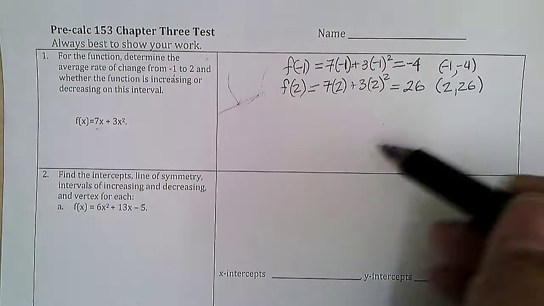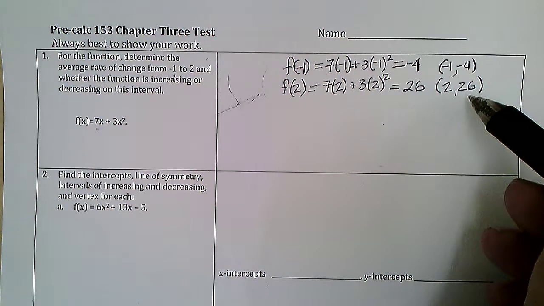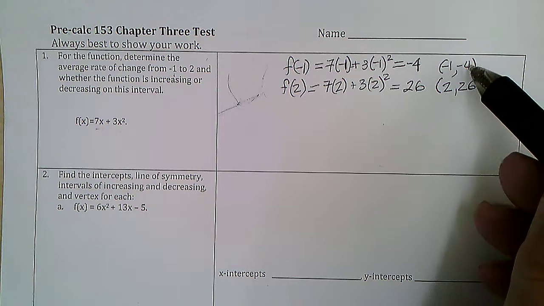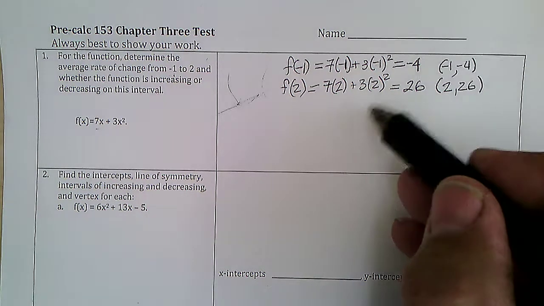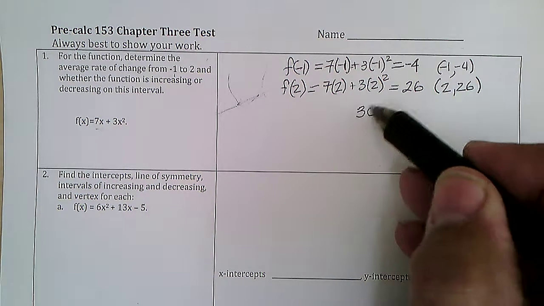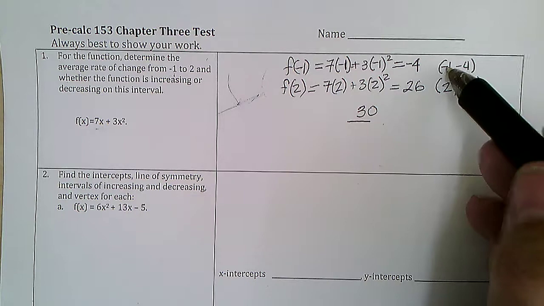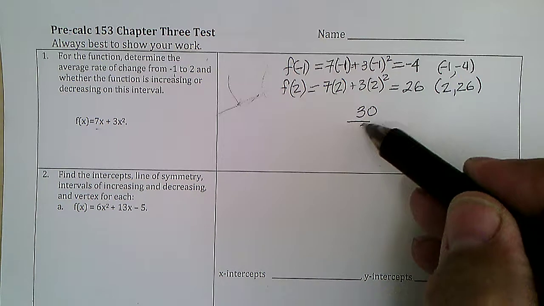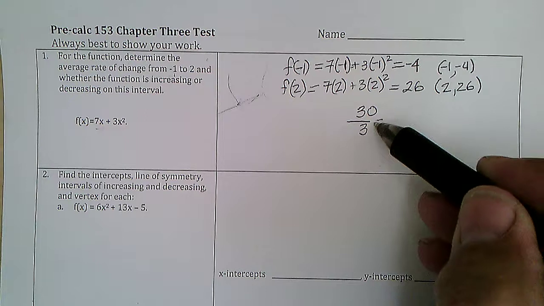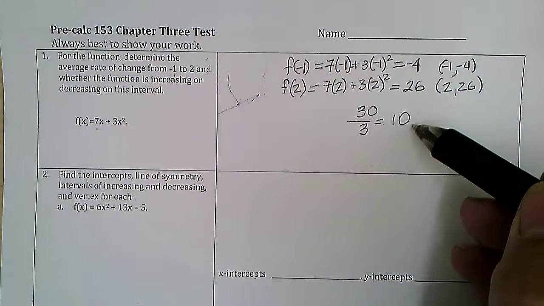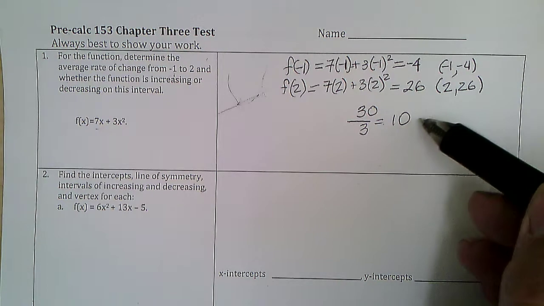Even though it curves, we don't worry about that. We just get the slope between these two. So the change in y, -4 to 26, is a plus 30. And from -1 to 2 is 3, so 30 divided by 3 is 10. So it goes up 10 for every one.